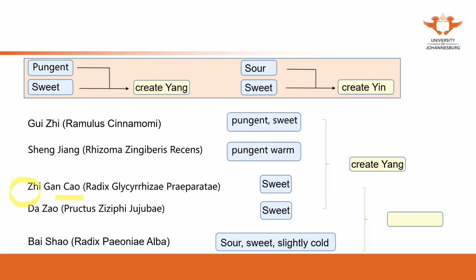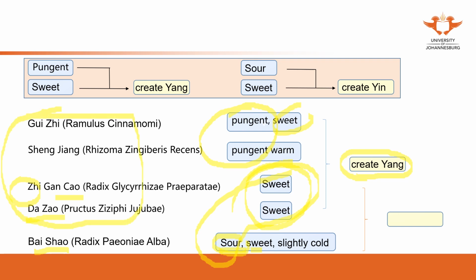甘草 already sweet, 大枣 dates also sweet. So we got a few ingredients pungent. We got a few ingredients sweet. Pungent and sweet can create yang qi. 白芍 sour and sweet. When you look at the top four together, they can create yang, so it can be used for yang deficiency.